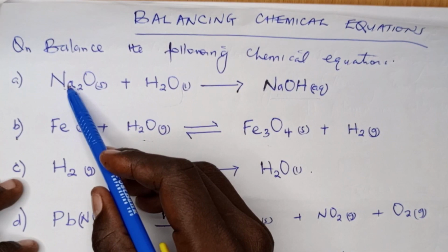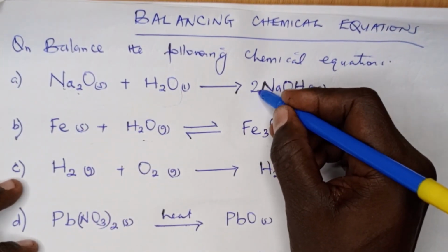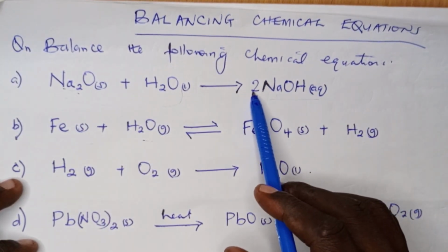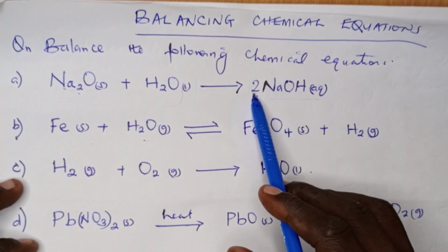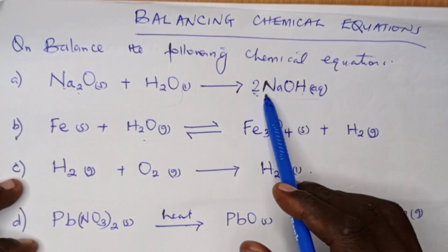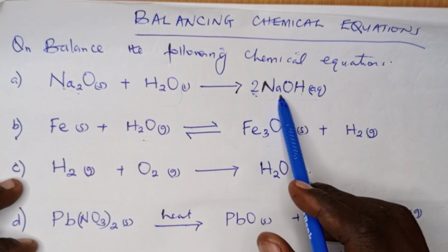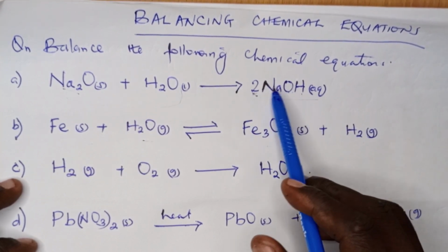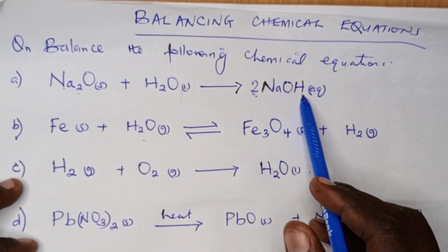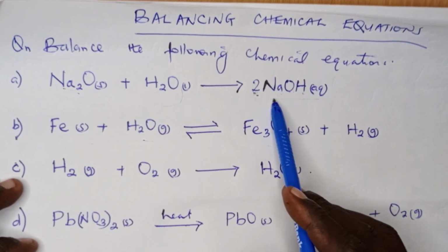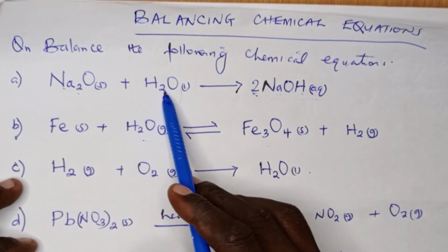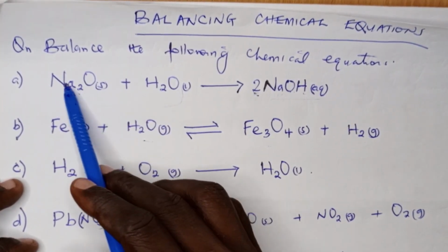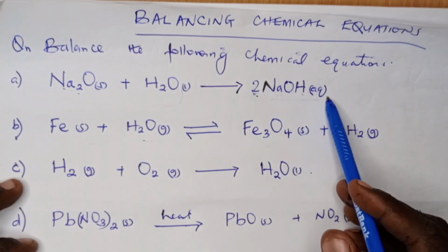So here we are having a 2, so there is a need for a 2 here. And by placing this 2 here, that means we have doubled the number of oxygen atoms. At the same time, we've also doubled the number of hydrogen atoms and sodium atoms. So here we are having 2 sodium atoms, 2 oxygen atoms, and 2 hydrogen atoms at the product side. What about the reactant side? This 1 plus 1, there are 2 oxygen atoms, there are also 2 hydrogen atoms, and 2 sodium atoms. So the first equation here is already balanced.